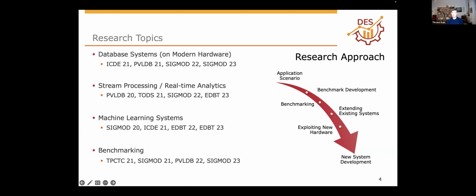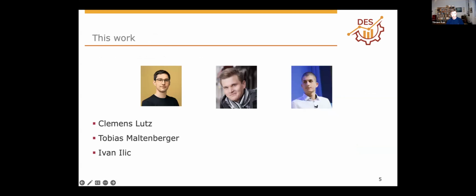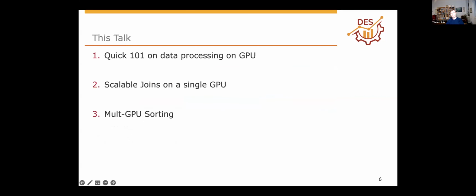If we see that extending isn't enough, then we also build new systems. The work that I'm going to present today is really work of my students, and all of them have already nice jobs in industry by now. The GPU join that I will show you was done by Clemens Lutz, who is now at NVIDIA, and the sorting was done by Tobias Maltenberger and Ivan Illich. Tobias is now at Google, and Ivan at InstaDeep, a deep startup on AI, of course.